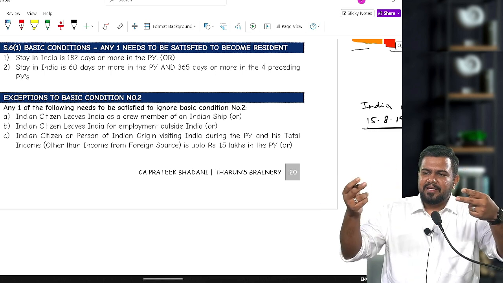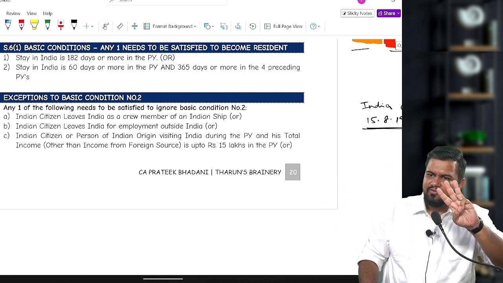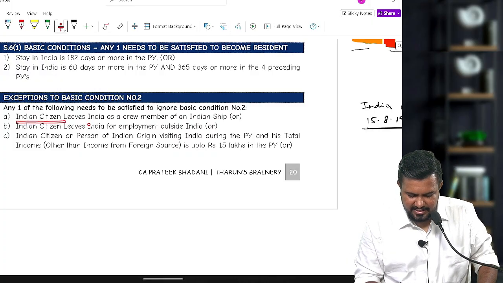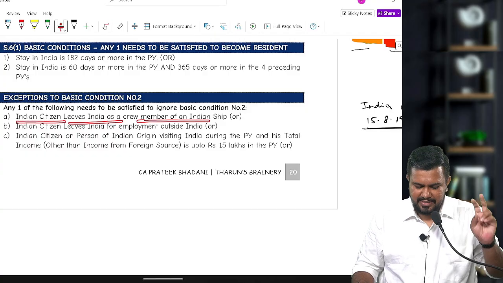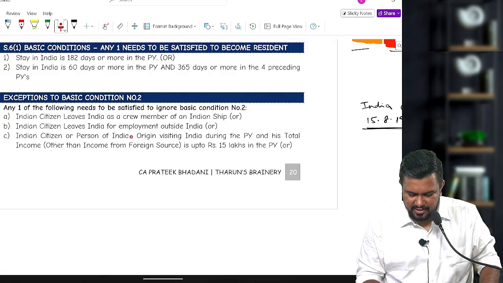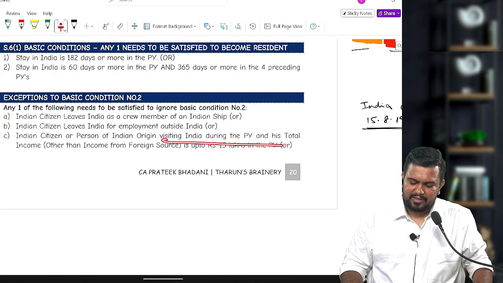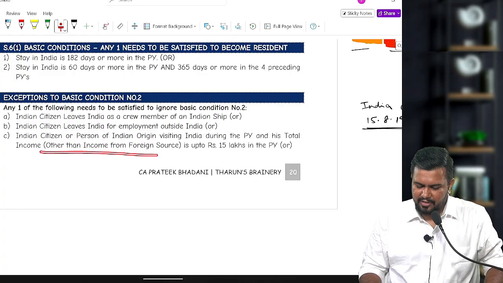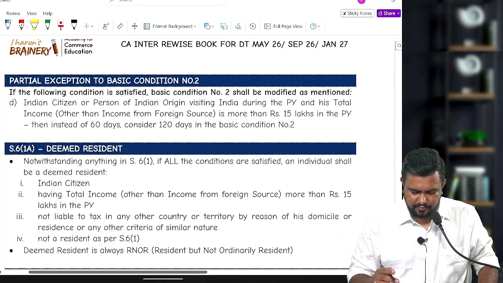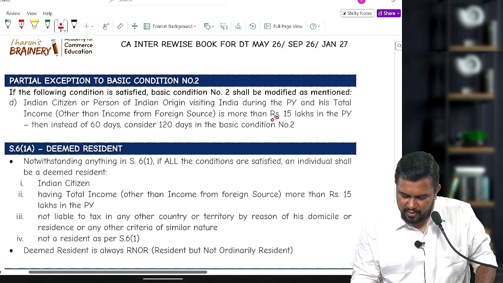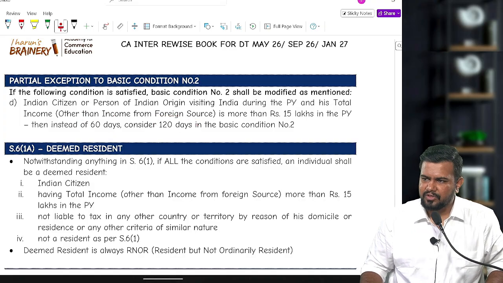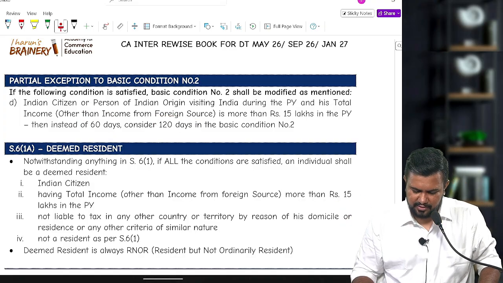However, for the second basic condition, there are 4 exceptions. 3 full exceptions, 1 partial exception. What are the full exceptions? Number 1, an Indian citizen who leaves India as a crew member of an Indian ship. Second, an Indian citizen leaves India for employment outside India. Third, an Indian citizen or person of Indian origin visiting India during the previous year and total income other than foreign source is up to 15 lakhs. And partial exception, if it is more than 15 lakhs, then instead of 60, you consider 120 days and solve the question. Instead of 60, consider 120 and solve the question.